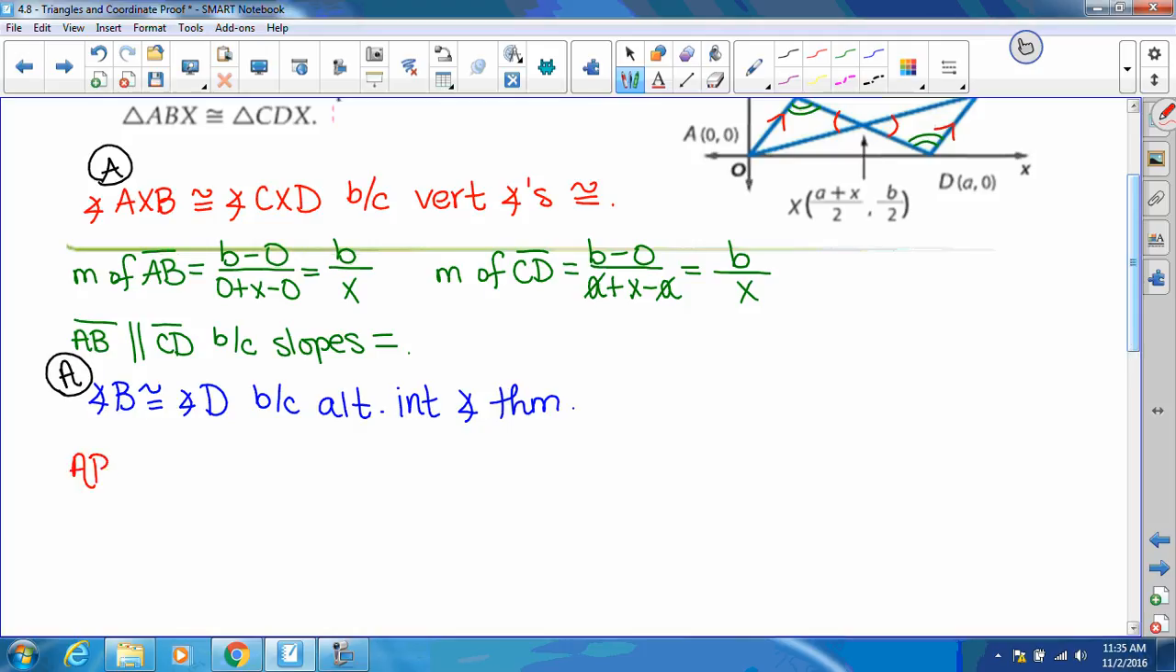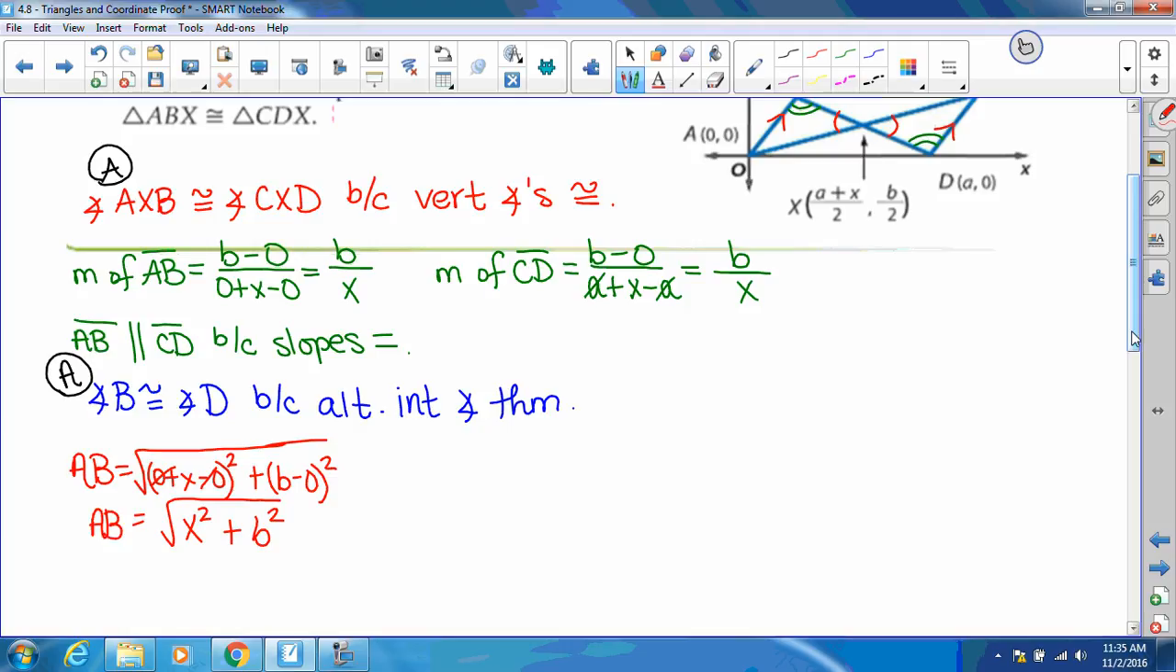distance of them. So we need to find the length of AB. So I'm going to subtract the x coordinates. So we have the square root of 0 plus x minus 0 squared plus b minus 0 squared. Okay, the zeros go away, so I'm just left with the square root of x squared plus b squared. All right, so that's the length of AB.